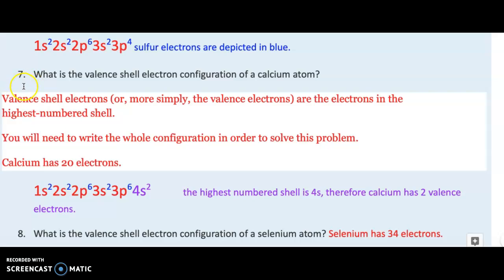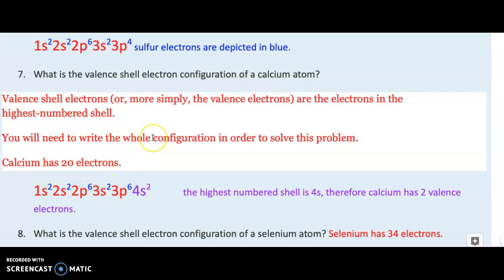Okay, next one. Question 7 is asking you about the valence shell electron configuration of a calcium atom. So first you need to look up the atomic number of calcium. You found out that calcium has 20 electrons, right? Because the atomic number is 20, therefore it has 20 electrons.